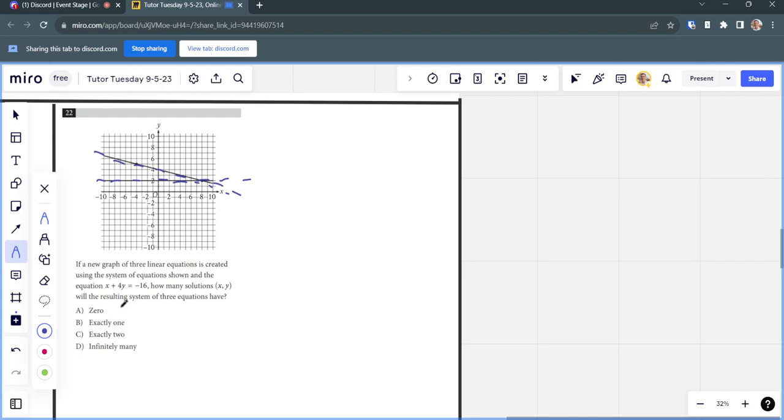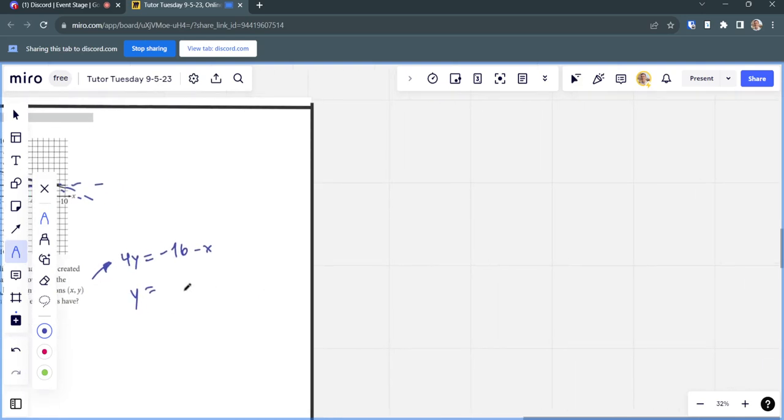Let me just dot these out to show you guys where the equations are. If we put in a third equation, x plus 4y equals negative 16, that's not really clear what that looks like, so let me convert that into y equals mx plus b form. So we could do something like 4y equals negative 16 minus x, and if we divide everything by 4, we could get y equals negative x over 4 minus 4.